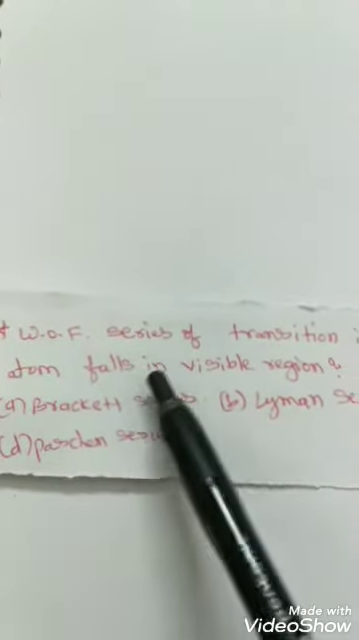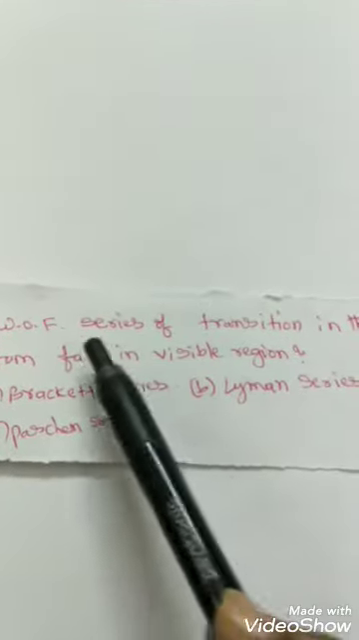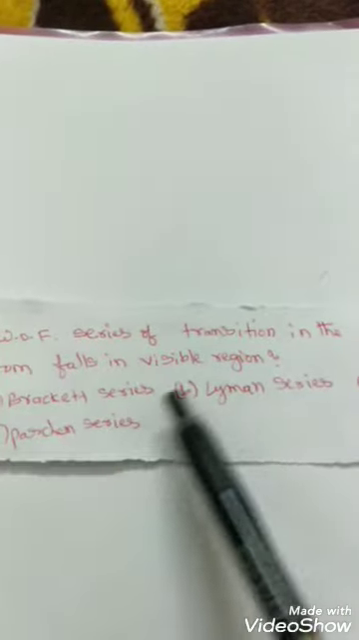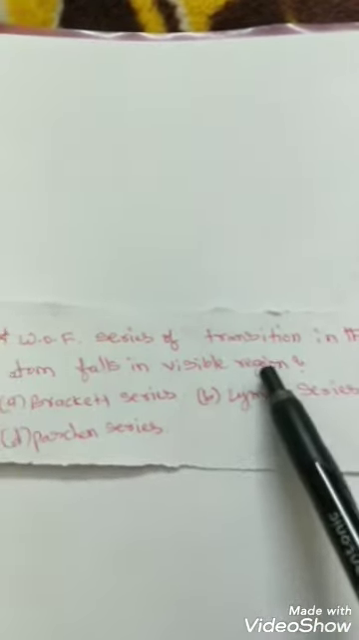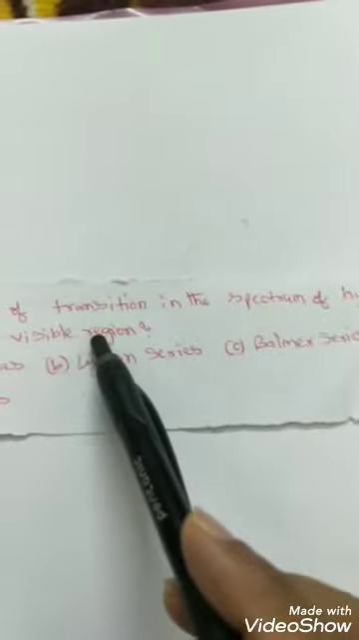Which of the following series of transitions in the spectrum of hydrogen atom falls in the visible region? Here four series of the hydrogen spectrum are given. Which one belongs to the visible region? Visible region means we can see it with our naked eye, the colors you can see.